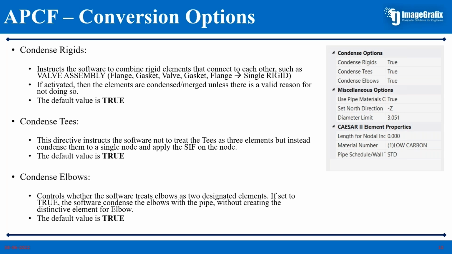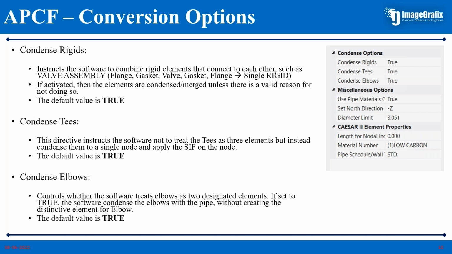No, I don't want it as a single element. I want it as flange, valve, flange, so that I can even perform flange evaluation checks and other things in CAESAR II. Then I can make condense rigids false. Then when converting, CAESAR II will create a flange element, a valve element, and a flange element. So that's how CAESAR II will create it under condense rigids.